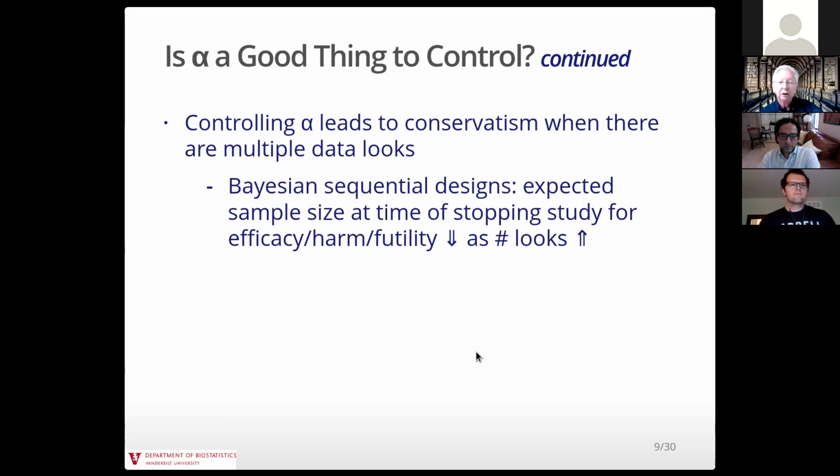By contrast, in the Bayesian paradigm, the expected sample size, in other words, the number of patients at which time you would stop the study for efficacy, harm, or futility, is going to go down the more often you look. The less often you look, the more you're going to have an overshoot in the clinical trial. And if you look more often, such as every day or every patient, you'll minimize your expected sample size with the Bayesian paradigm because it doesn't know how to or need to adjust for multiple looks.